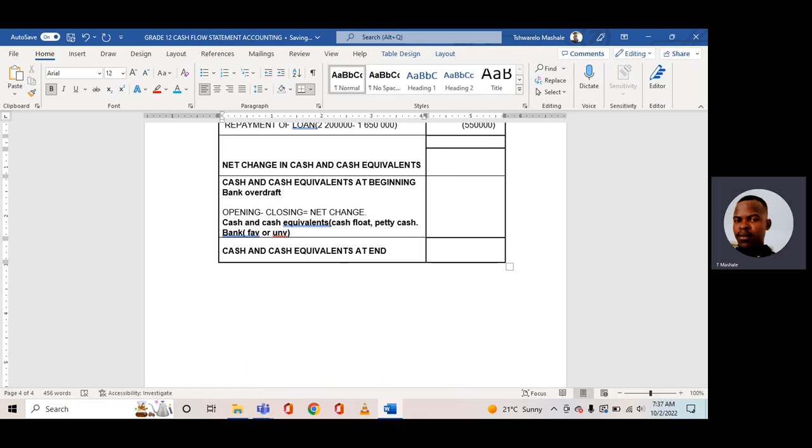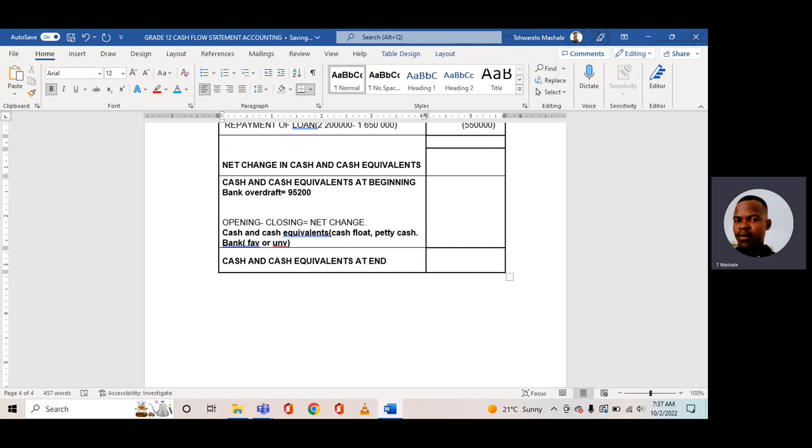I have a bank overdraft of 25,200. Therefore, I have cash. After having this overdraft, I got cash. Just say petty cash. I got petty cash of 1,000. But then my overdraft here is in brackets, and this one is in brackets.